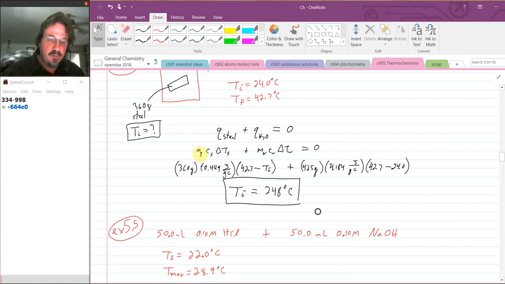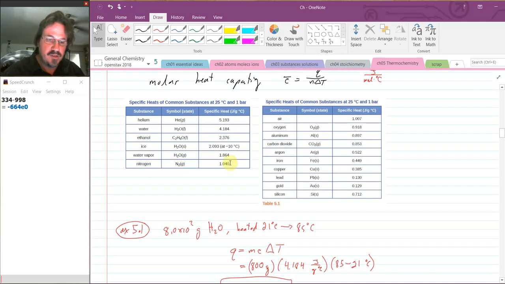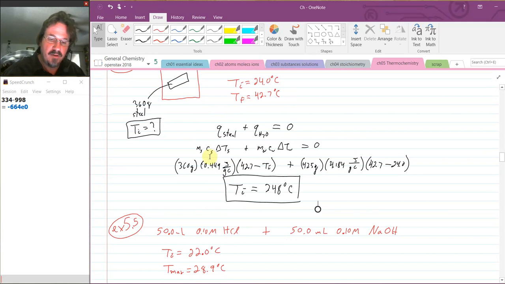Let's plug some numbers in. The mass of the steel, they told me it was 360 grams. The specific heat of the steel, well, we go back to our table and look it up. Steel is mostly iron, and for iron, there we go, it's 0.449 joules per gram Celsius. And the change in temperature: remember it's final minus initial always. The final is 42.7, they told me that. The initial, I don't know. That's what I'm asked to solve for, so I'm just going to leave that as Ti.